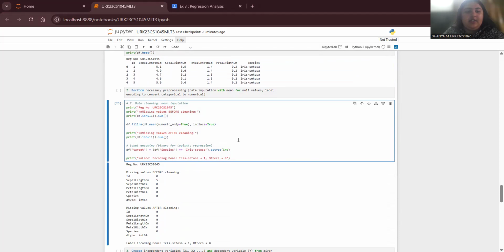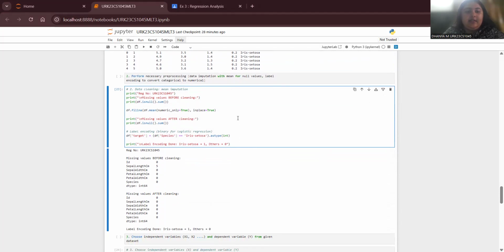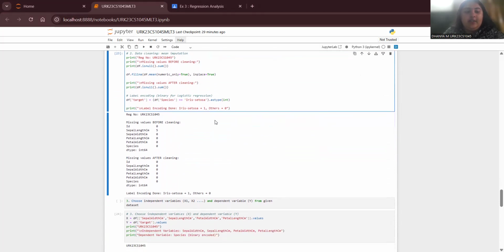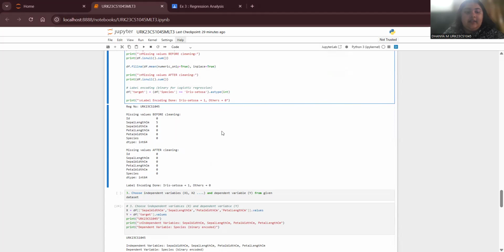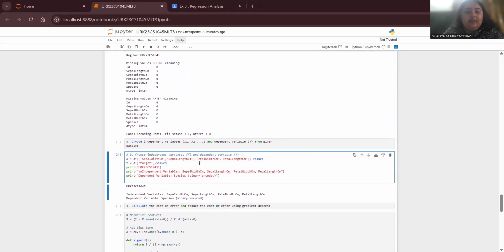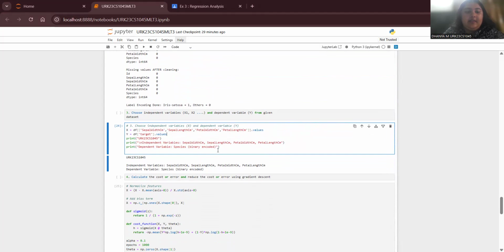And for the logistic regression question, same, I have imported the CSV file and performed preprocessing, which is mean imputation and label encoding. Mean imputation means missing values are replaced with the mean of the column. In label encoding, the categorical variable species is converted into numerical values. And for the third question, I've chosen independent variables sepal width cm, sepal length cm, petal width cm, petal length cm. For the dependent variable, I've used species.